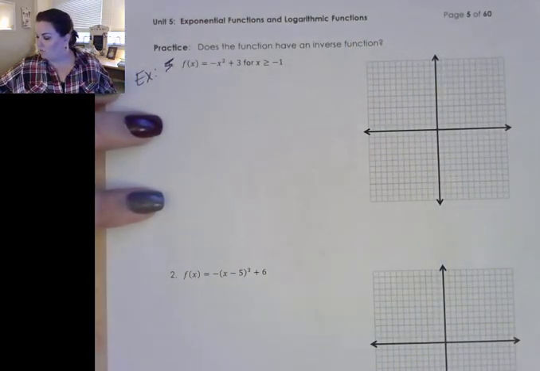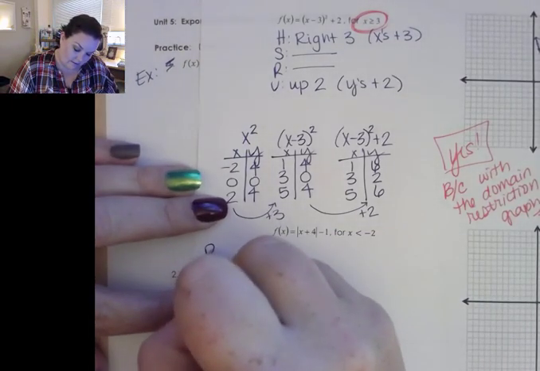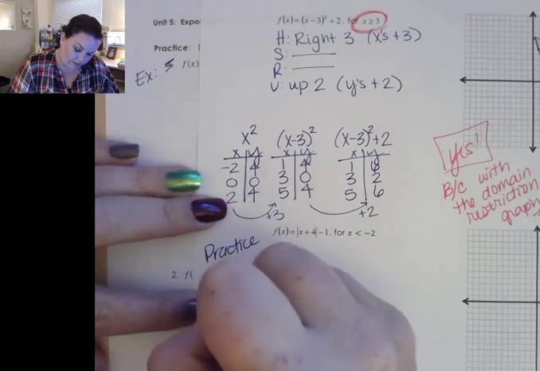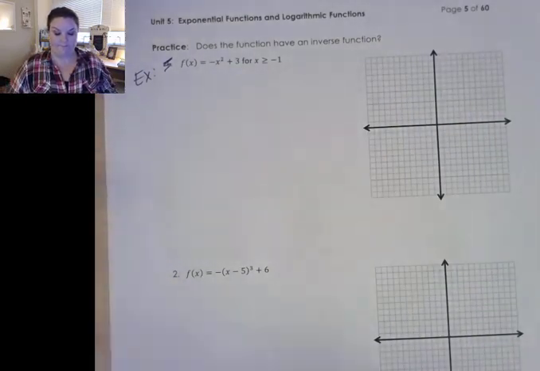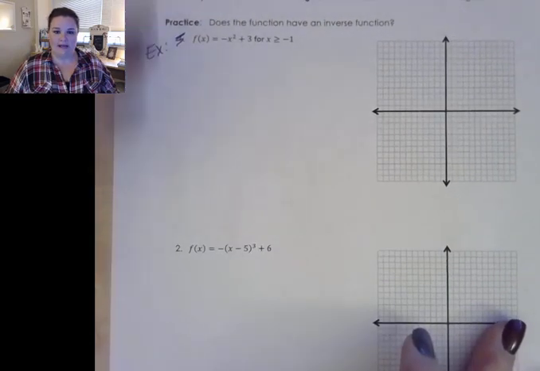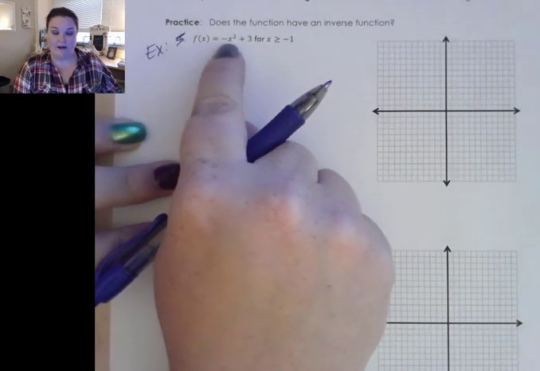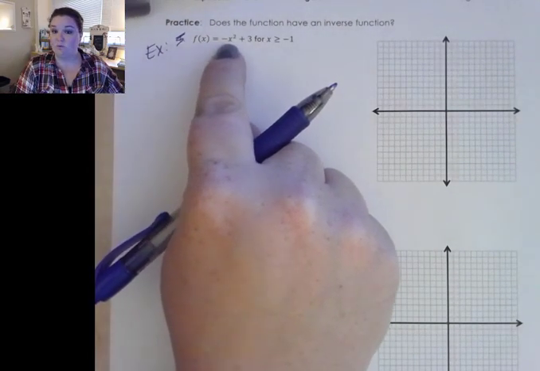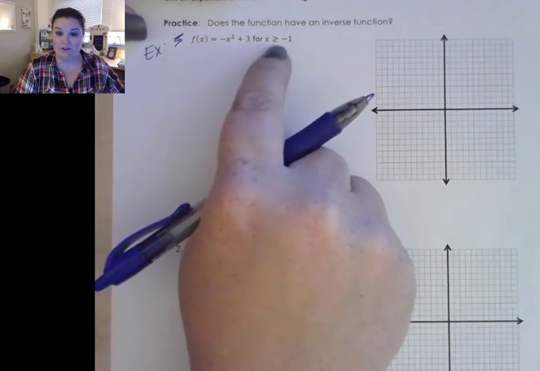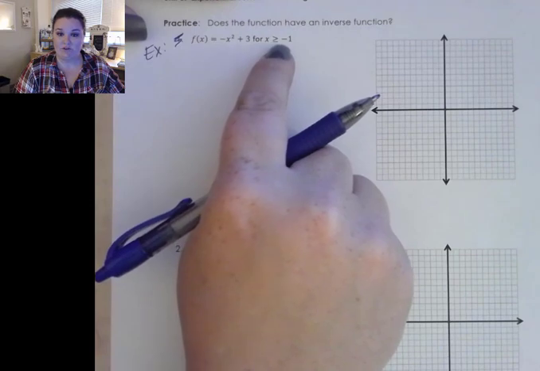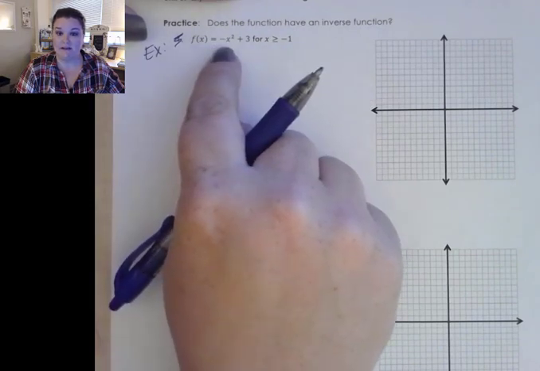Okay, and then the one on page 4, I'm going to make this our first practice problem. All right, so for this one, again, I have an x squared. X squared makes a parabola, which normally does not have an inverse function, but I have a domain restriction. So I'm going to see if this restriction is enough to cause this to have an inverse.